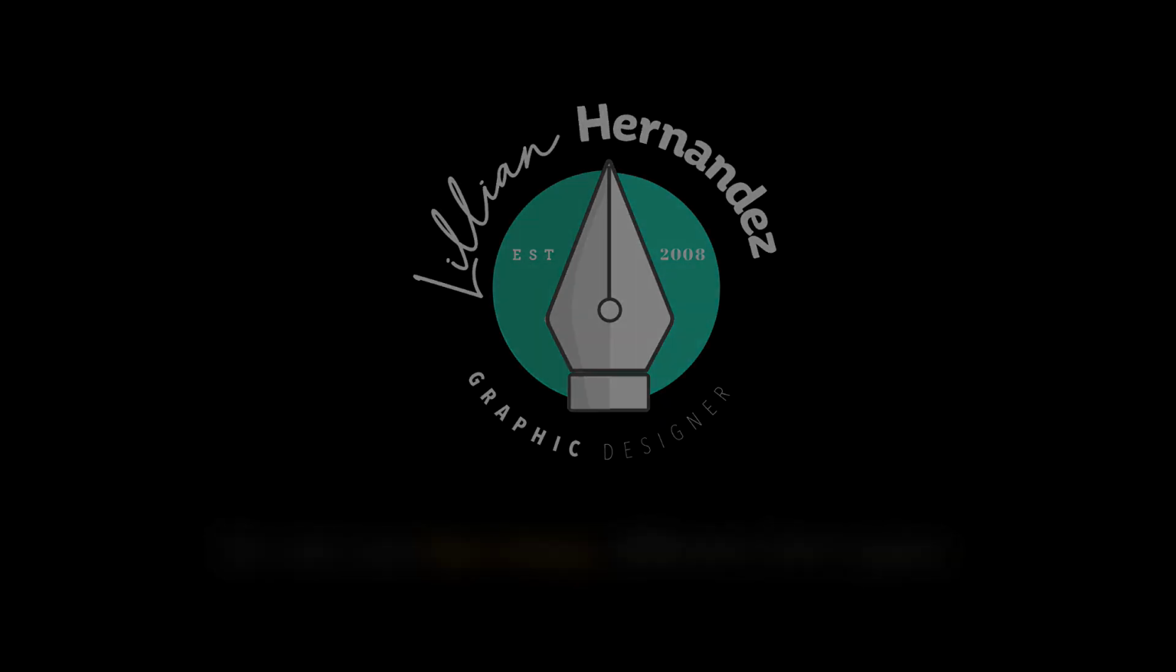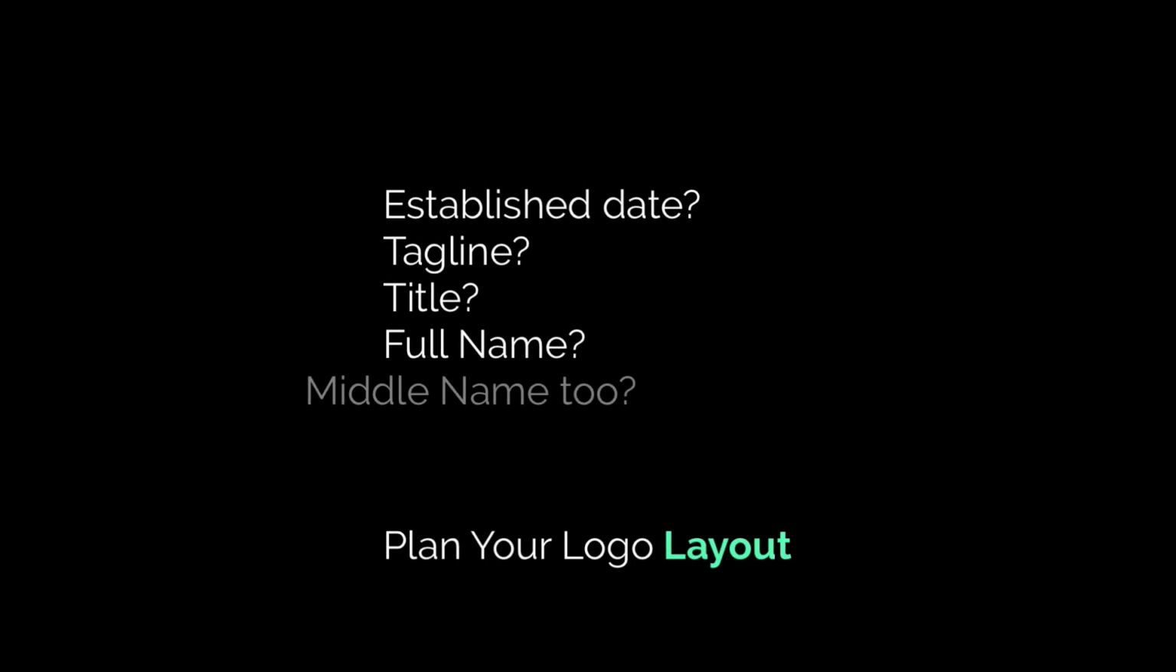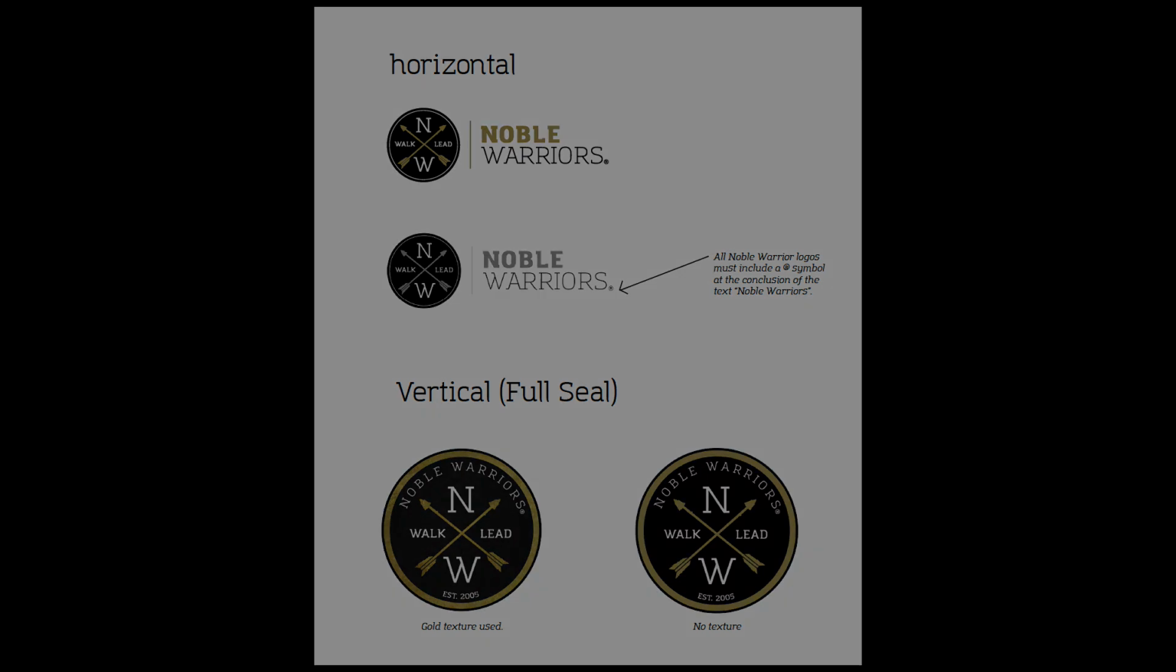Back when you're sketching out your logo, make sure you plan out your logo layout. Do you want to include an established date? Do you want to have a tagline? If so, what's it going to be? Do you want your title listed? Your full name, including your middle name, or just your first and last name? The more you include, the more other logo types might work best for you. For example, a seal logo might work best for a freelancer who's including 3 different phrases in your main logo, like our example of Lillian Hernandez.